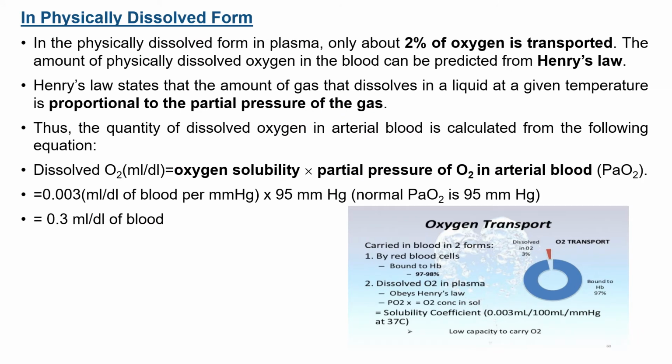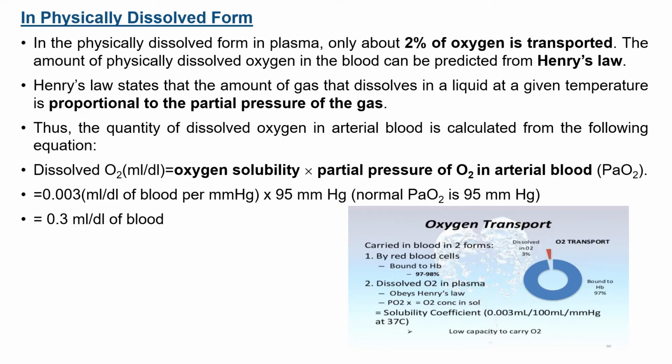Now coming to the physically dissolved form of oxygen. In the physically dissolved form in plasma, only about 2% of oxygen is transported. The amount of physically dissolved oxygen in the blood can be predicted from Henry's law. Henry's law states that the amount of gas that dissolves in a liquid at a given temperature is proportional to the partial pressure of the gas. This means that as you increase the pressure of the gas, more and more gas will be dissolved at that particular temperature.